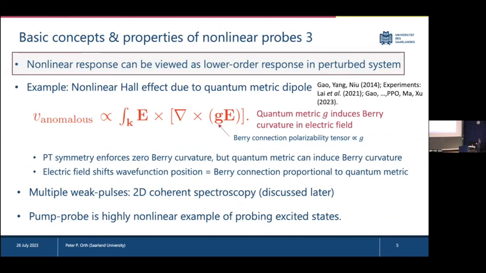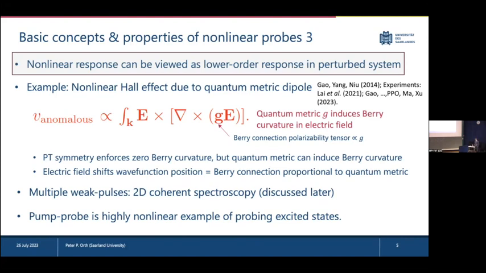And the third general property is that very often you can view a nonlinear response as a lower order response in the perturbed system. So this is one way to think about nonlinear response. And again, this Berry curvature dipole and nonlinear Hall effect is one example. Another example is that you can have other types of nonlinear Hall effects, and one is due to the quantum metric dipole that had actually been proposed even earlier and has recently also been realized experimentally.